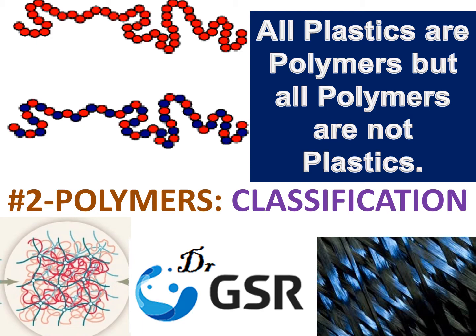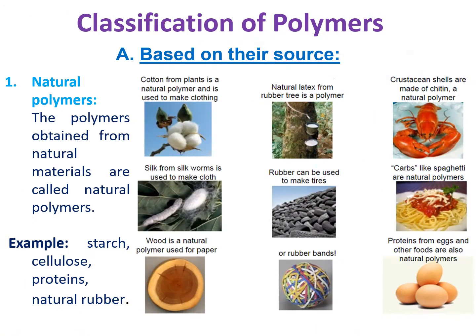The topic is classification of polymers. Based on different points, polymers can be classified into many types. The first one is that polymers can be classified into two types based on their occurrence source, how the polymers are obtained. So we can classify them into two types.